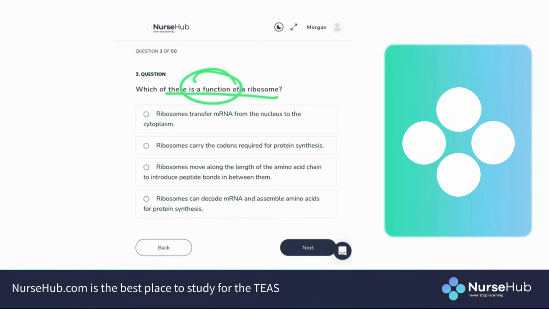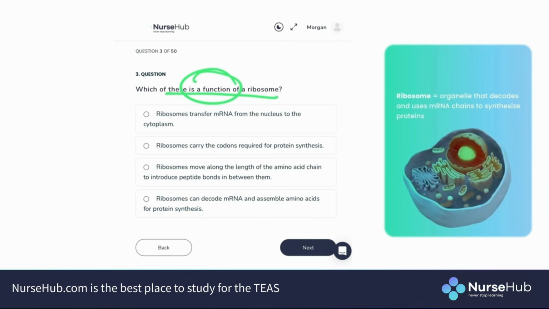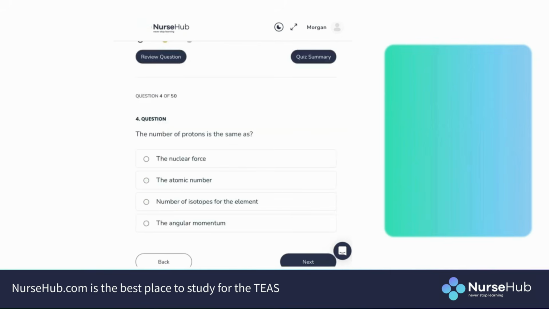So what you would learn when you review all of the lessons here on Nurse Hub about the cell and our tour of the cell lessons is that the ribosomes decode the mRNA that travel to the ribosome from the nucleus of the cell, and they assemble amino acids for protein synthesis. That gives us answer choice D. So we know we can go ahead and select. Let's move on to question number 4.